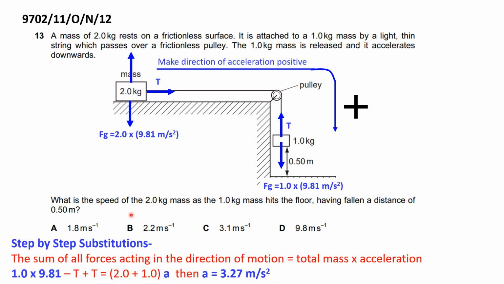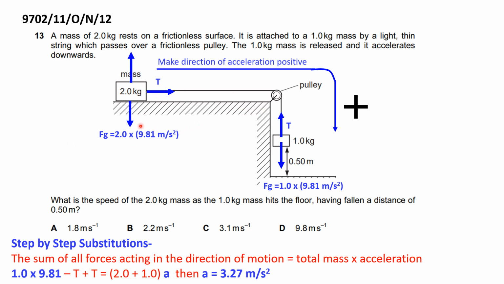The question is asking the speed this box of 2 kilograms is moving. So because both boxes are attached through this string, we can deduce that both boxes are going to move with the same speed and same acceleration.